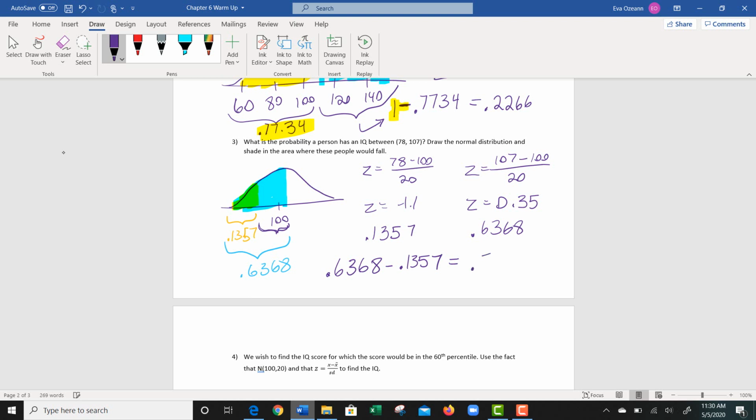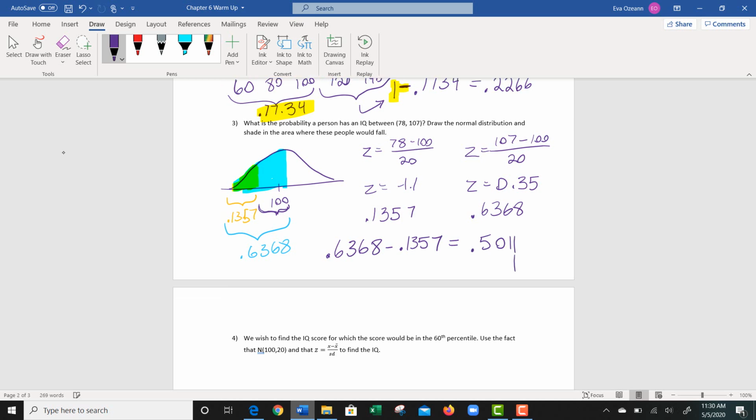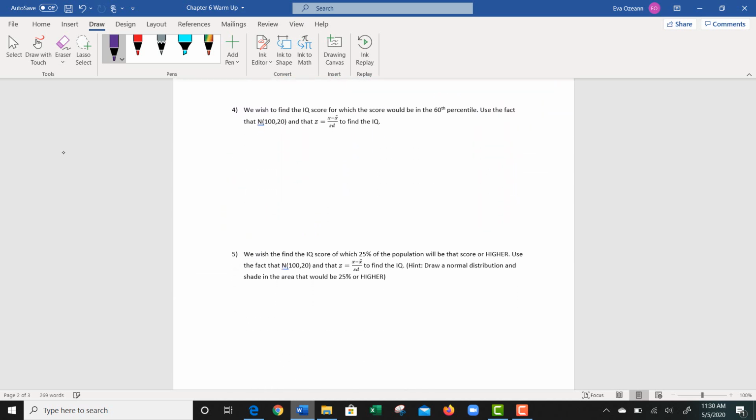So we are going to get an answer of 0.5011. Awesome.